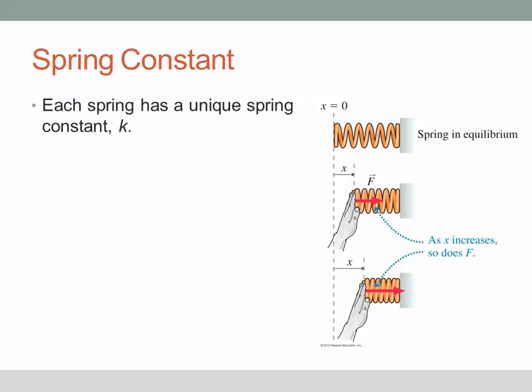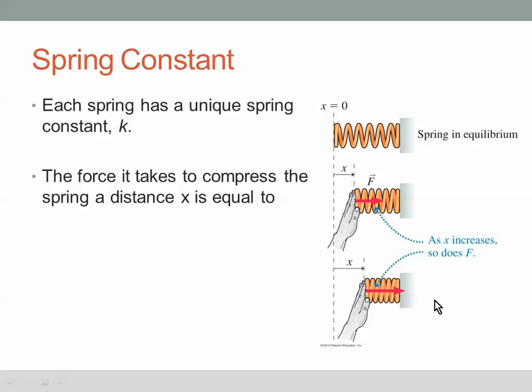There's another property of springs that we use when we do calculations, and it's called the spring constant. Each spring has its own spring constant, and we use the variable little k for the spring constant. So if we take a spring in equilibrium, and I compress it a distance x with force F, we're going to give it potential energy. As x increases, so does the force required to compress it. And that force depends on the distance it changes and on the spring constant.